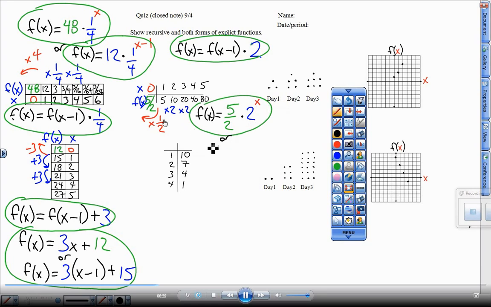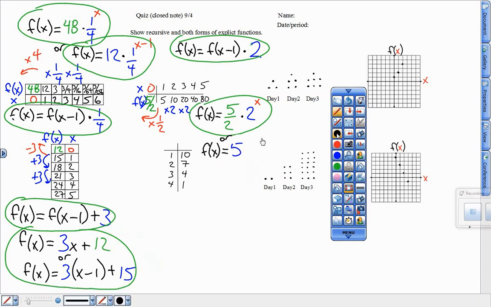Common mistake. Or use the first term, f of 1, times that same r to the x minus 1 if you're shifting over. So that 5 is going to go in there, and then that 2 is going to go in there for my common ratio. So the second form, using the f1 term, replacing those with their real numbers, f of 1 is 5 times that same common ratio 2, but raised to the x minus 1 power. Those are the explicit forms.